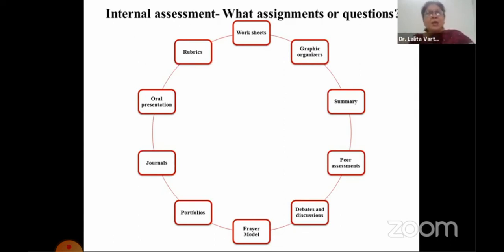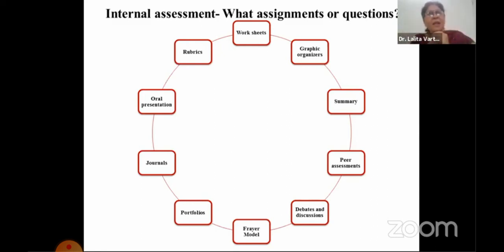Yes, I would say that you would have to train your students to be objective when they are doing the peer assessments, but just as one kind of internal assessment, I personally feel you could try and use this assessment form. Debates and discussions on various topics. Then we have activities like the Frayer model, where the student represents a particular concept, its definition, its features, its examples and non-examples, in a typical format.